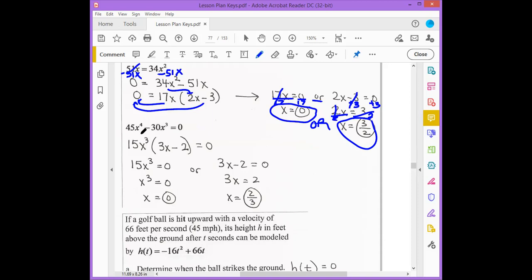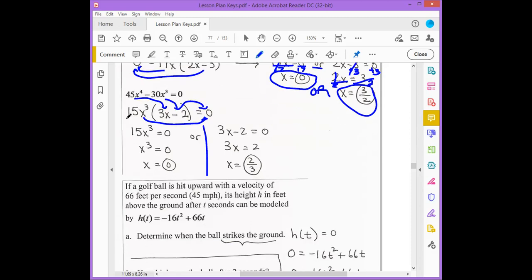And then the next example, we have 45x to the 4th power minus 30x cubed equals 0. So our GCF, we have to find the greatest common factor, is 15x cubed. We'll factor 15x cubed from 45x to the 4th power, and that gives us 3x left. We write that in parentheses. And when we factor 15x cubed from minus 30x cubed, we get minus 2 in parentheses, equals 0. Now we're going to set both of these factors equal to 0 and solve the two equations.